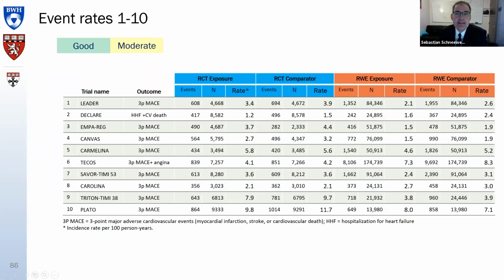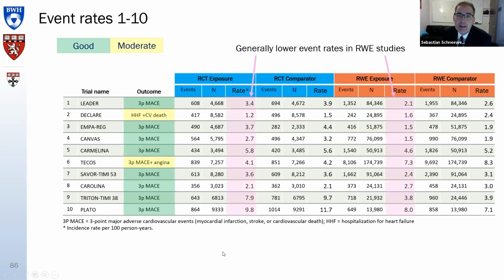Let's have a look at the distribution of the event rates across the first batch of 10. Again, I just highlight in color marking our quality assessment of the outcome emulation. Let's look at the 2 pink columns here, the event rates in the exposure group in the RCT and the event rate in the exposure group in the real world evidence study. And then likewise in the light blue columns, you see the comparator event rates between RCT and real world evidence. What you see overall is that the event rate is higher in the randomized controlled trial.